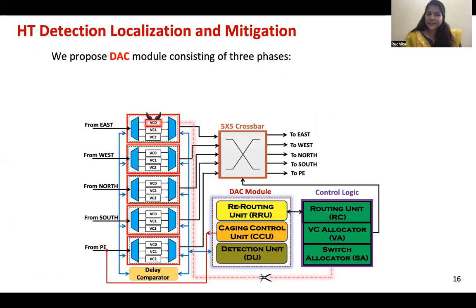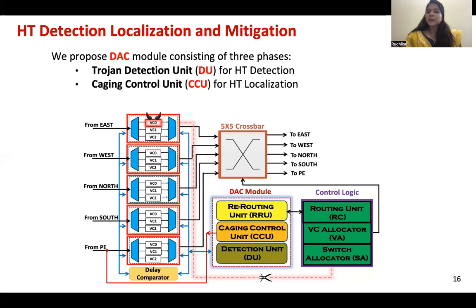In order to detect this HT, to localize the node that has the HT, and to mitigate the impact of this HT, we propose the dynamic adaptive caging module, which consists of 3 phases. The first phase is the Trojan detection unit, which is responsible for detecting the Trojan. Once the Trojan is detected, the caging control unit or CCU is responsible for localizing the HT node where the HT is present. And finally, to mitigate the HT effect, we bypass that HT node by rerouting packets using the rerouting unit.